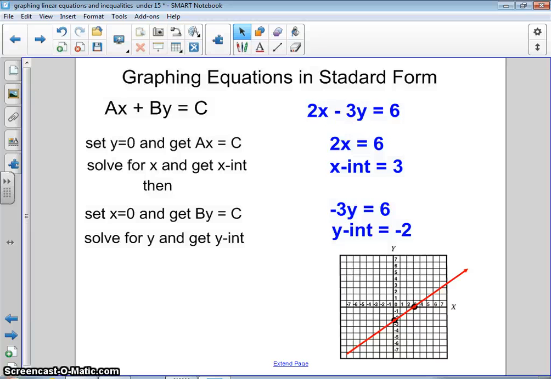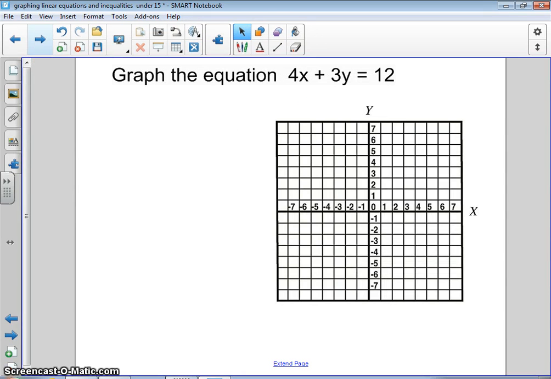And then you suppose that the 2x part doesn't exist, or x is equal to 0, and you get negative 3y is equal to 6. And so when you divide both sides by negative 3, you get the y-intercept is negative 2. This doesn't come up that often, but every once in a while it will. So go ahead and hit pause, break this into its 2 pieces and graph.